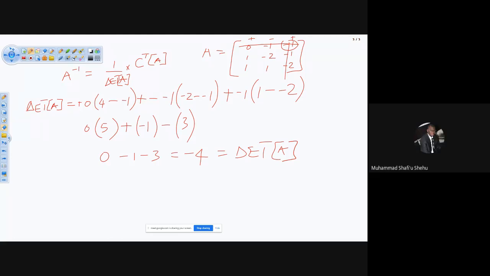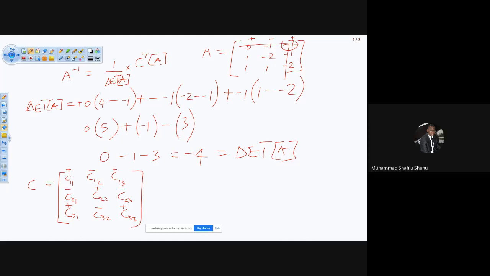Yes, sir. Good. Now we're going to look for our cofactor. This is the formula for cofactor: C11, C12, C13, C21, C22, C23, and C31, C32, and C33, with a sign of plus, minus, plus, and then minus, plus, minus, and then plus, minus, plus. This is the formula for cofactor.